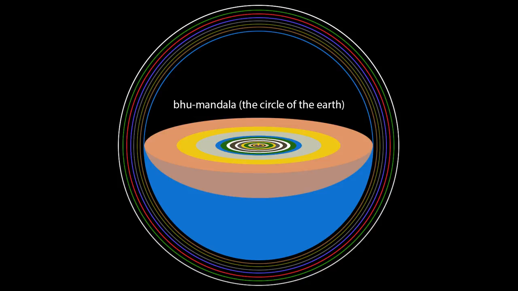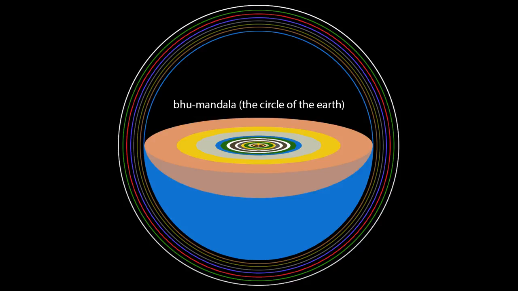And that disk is called Bhumandala. Bhumandala means the circle of the earth, basically. A mandala is a circle or a circular figure, and Bhu refers to the earth. So you have the earth being described as a disk 4 billion miles in diameter.